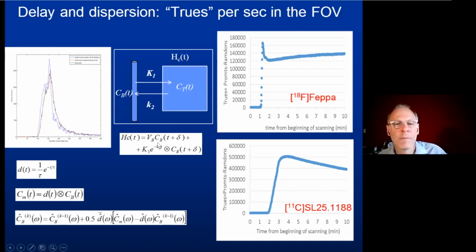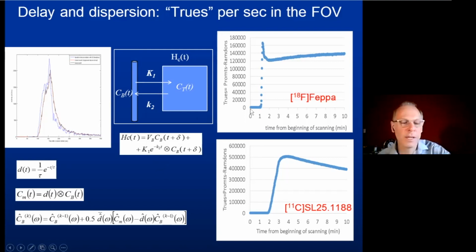This is the equation for the one tissue compartment model, and using the one tissue compartment model and the deconvolved time activity curve of the blood using the Langmuir deconvolution, I can get simultaneously a value for the delay and for the dispersion. I do a couple of extra simplifications.